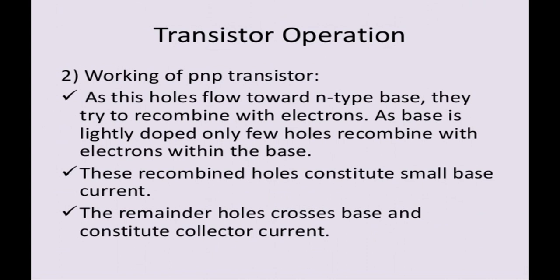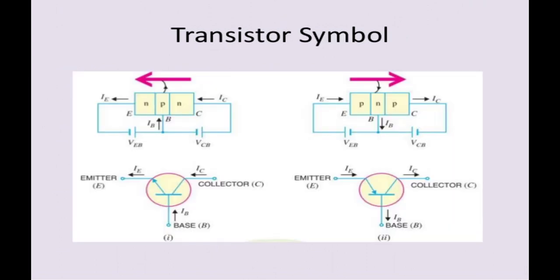Okay, so in the working of the NPN transistor, as the holes flow towards the n-type base material, they try to recombine with electrons. As the base is lightly doped, only a few holes recombine with electrons within the base terminal. These recombined holes constitute the small base current. The remaining holes cross the base and constitute the collector current. The collector terminal collects the current from the operation of the transistor.